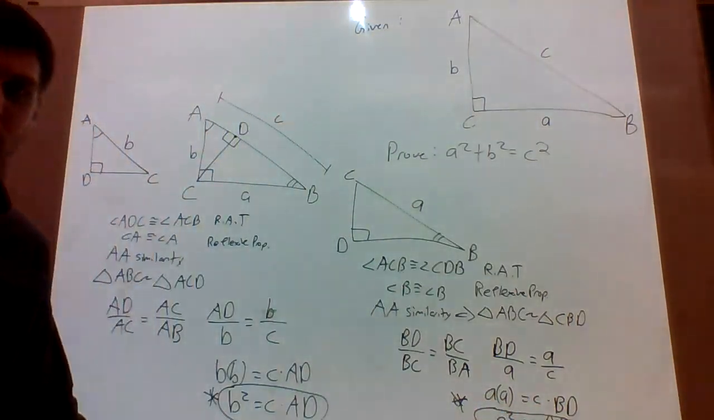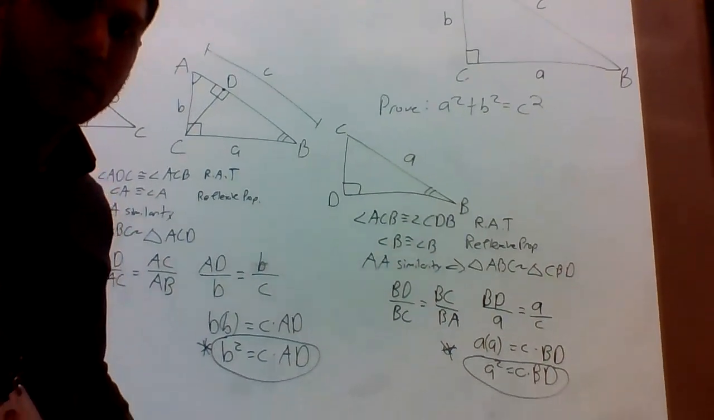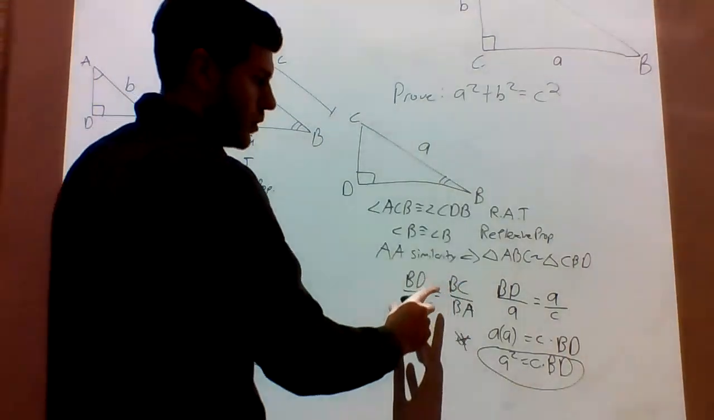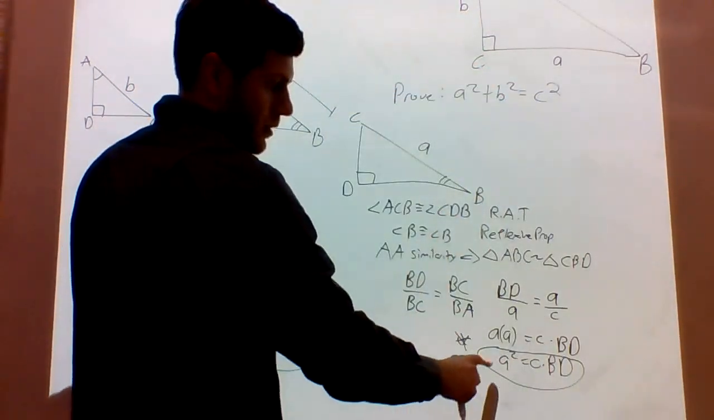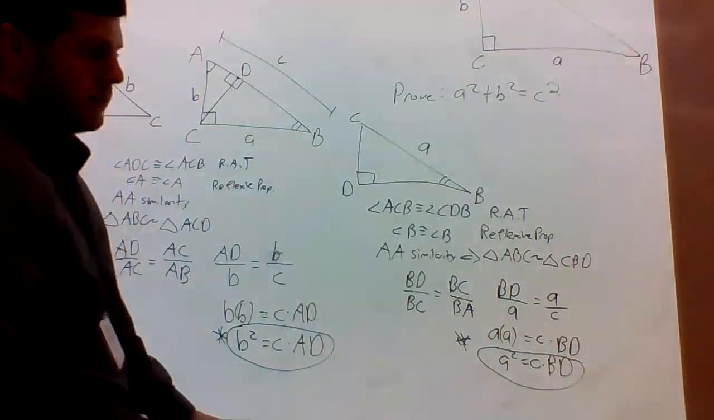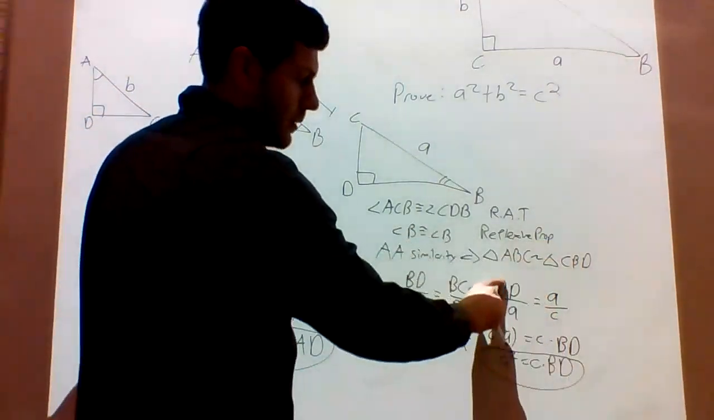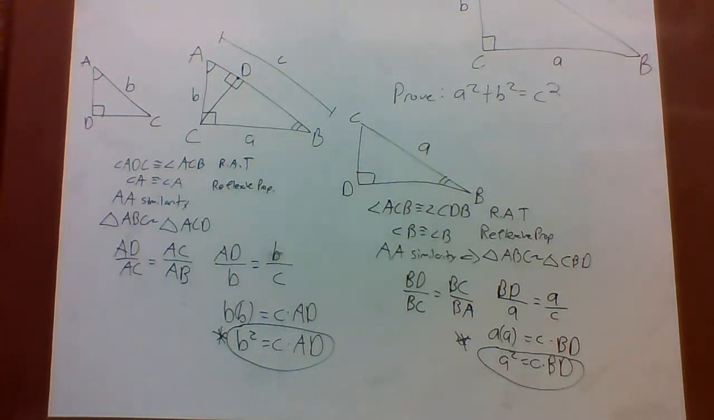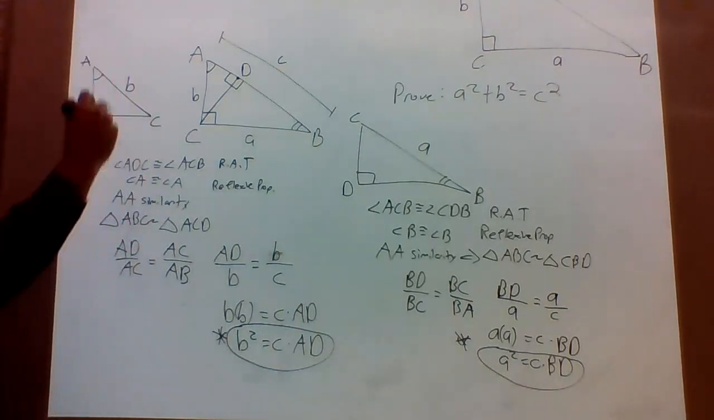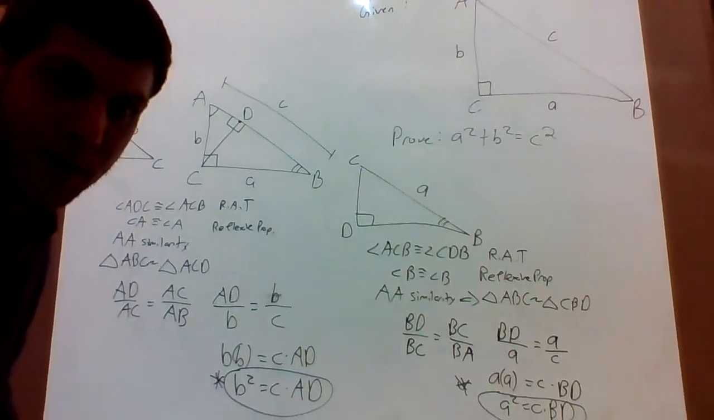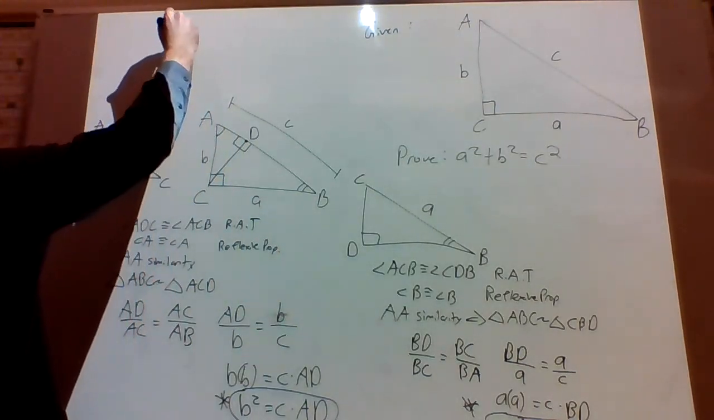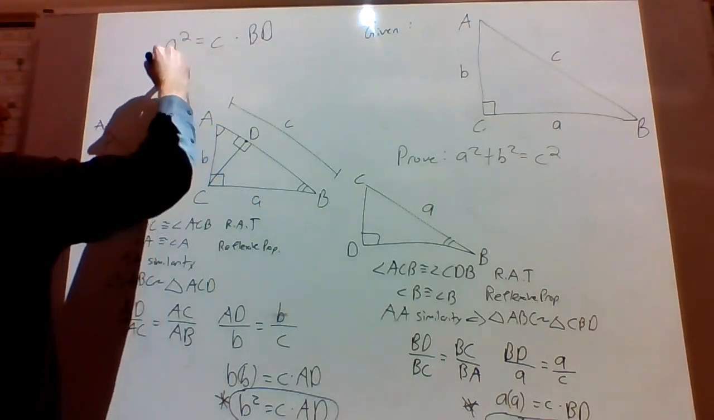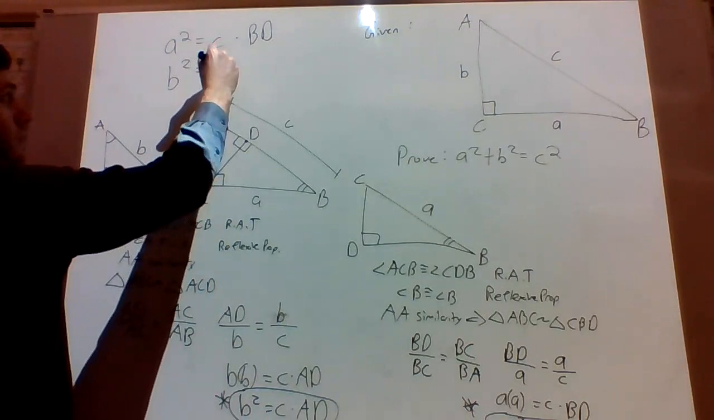So we cross multiplied. Here's our proportion. We substitute in our values from the original triangle, cross multiplied, a squared equals c times BD. So I'm going to rewrite those equations up here. Let me get us back up top so you guys can see. So our first equation, a squared equals c times BD, and then we have b squared equals c times AD.